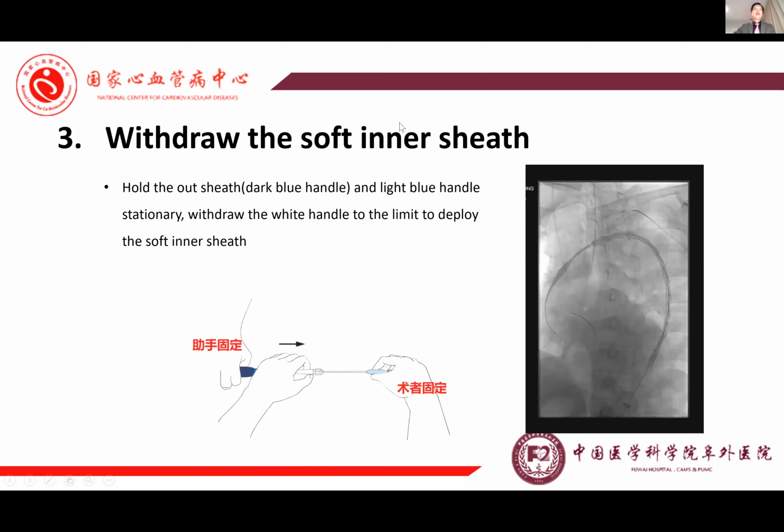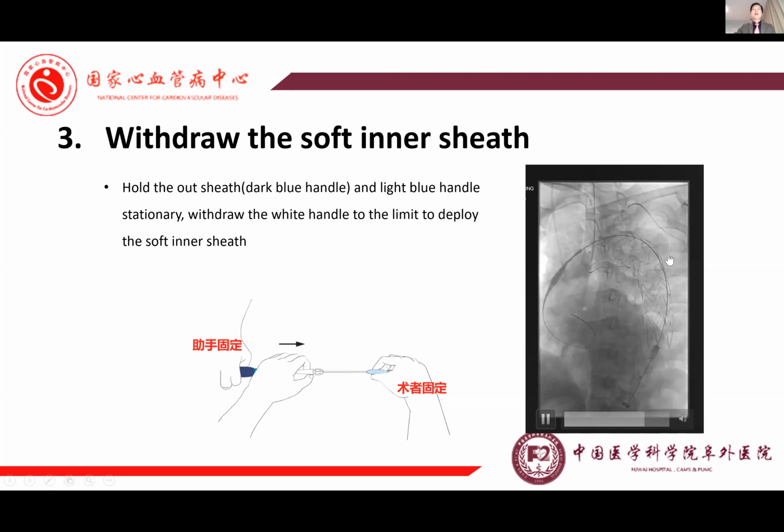During this time, you can withdraw the soft inner shaft and hold the outer shaft and the light blue handle stationary. Withdraw the right handle to the limit to deploy the soft inner shaft. It's very important to let your system keep stable. Here now, it's very stable. So this valve from the left subclavian artery to the branch valve, then you release and rotate, let the whole stent graft be in the right position. Then you release the shaft. Then the stent graft is open.